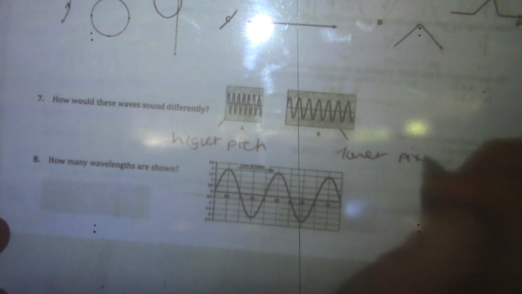How would these sound differently? So you'll notice they're the same height, so that means they'll have the same volume. This one is much more squished together, shorter wavelengths, higher frequency. So this one is a higher pitch. And this one is a lower pitch, but they have the same volume.